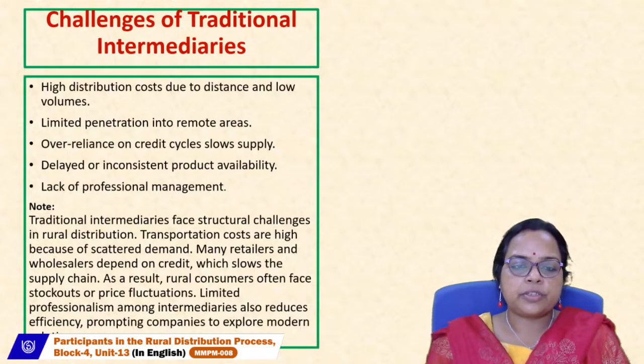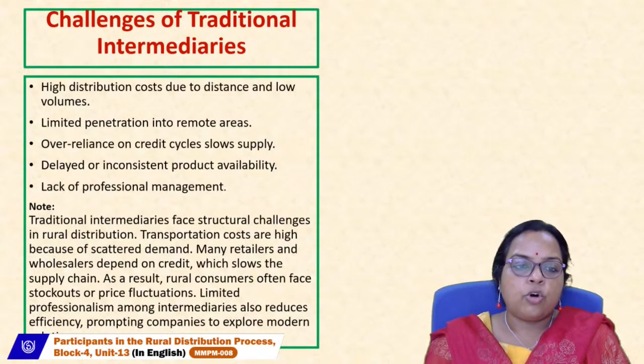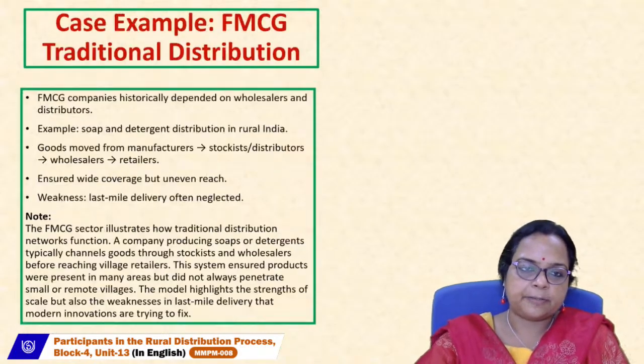High distribution cost due to distance and low volumes. Limited penetration into remote areas due to problems like large, scattered villages. Over-reliance on credit cycles that keeps the supply chain slow. Delayed or inconsistent product availability and lack of professional management. These are the challenges of traditional intermediaries.